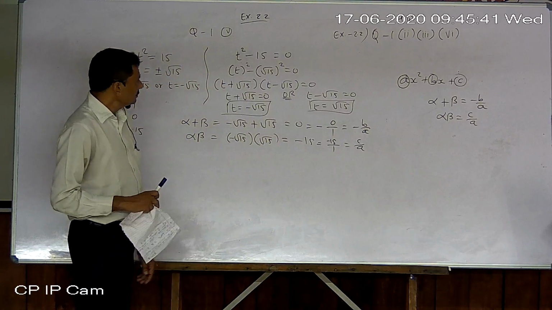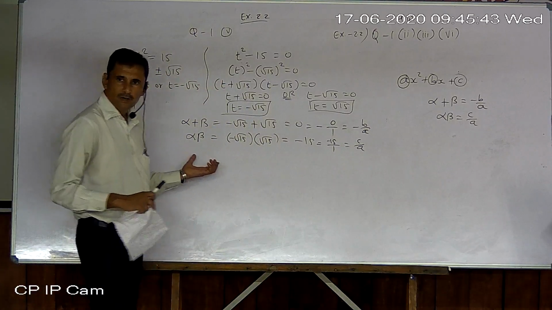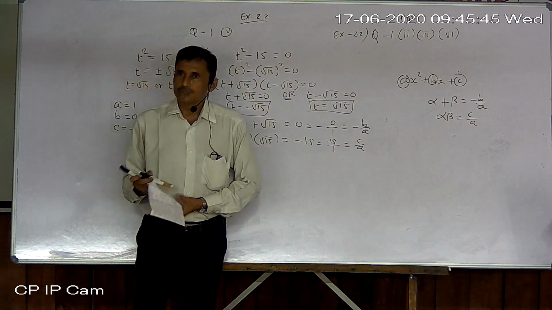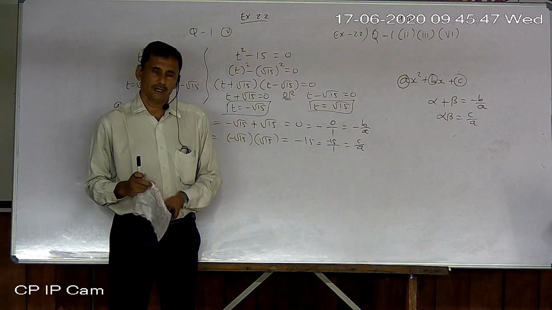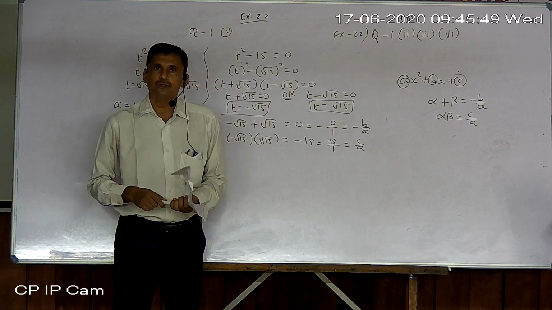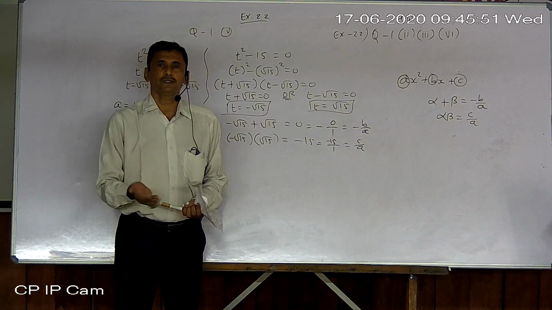So this is finding the zeros of a quadratic polynomial and verifying the zeros and their relation with the coefficients.